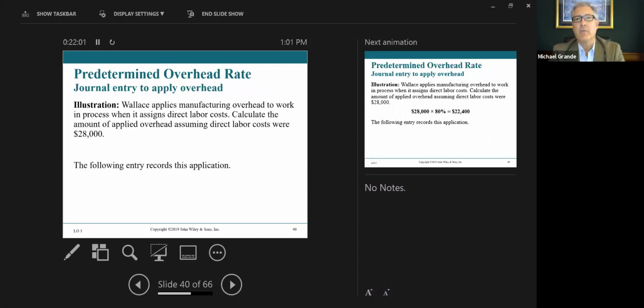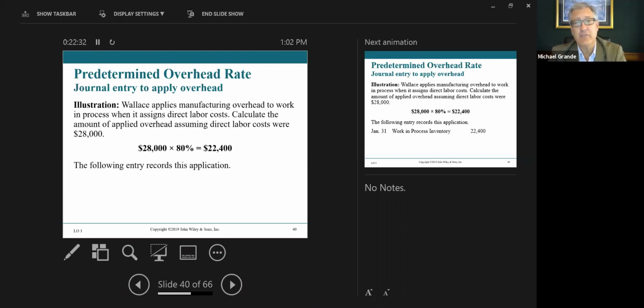For example, Wallace applies manufacturing overhead to work in process when it assigns direct labor costs. Calculate the amount of applied overhead assuming direct labor costs were $28,000. The predetermined overhead rate is 80% of direct labor. Therefore, manufacturing overhead applied is going to be $22,400.